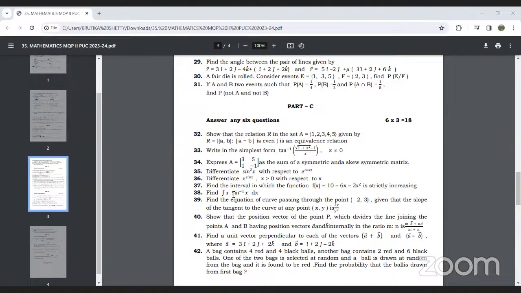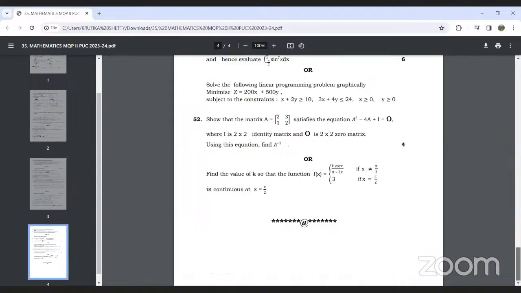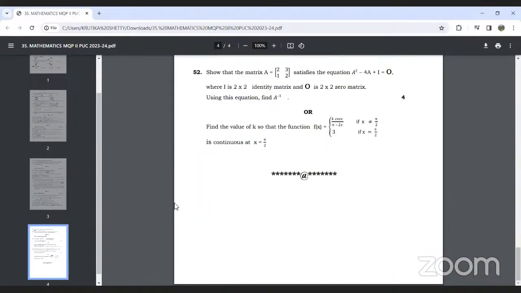Okay, so here we need to solve this example by making use of integration by parts. We will discuss this solution, so pay attention. Question number... here we need to solve it by parts.